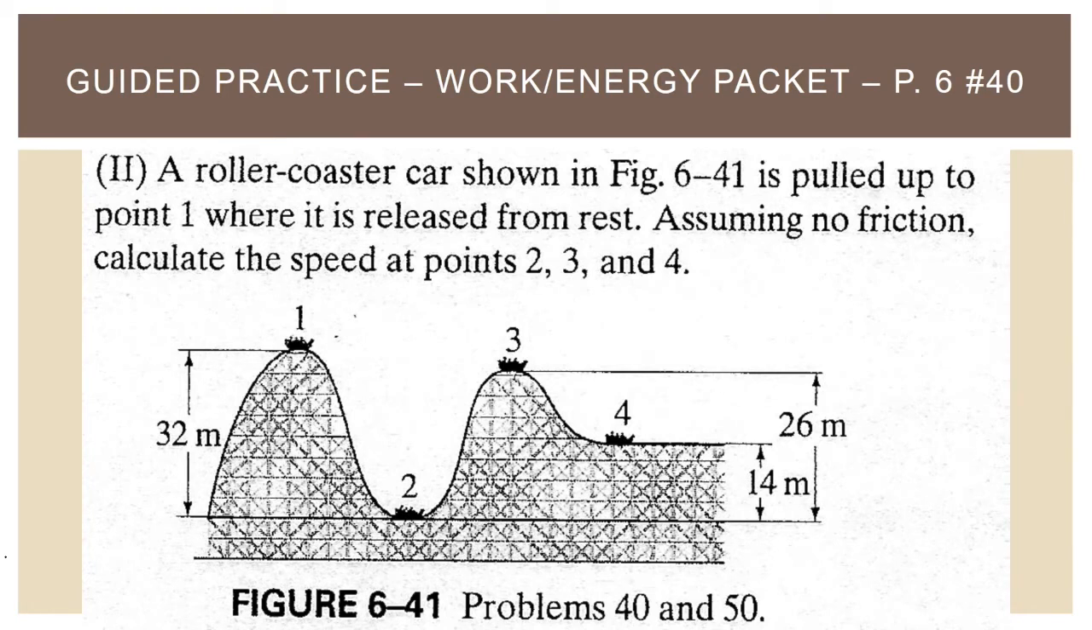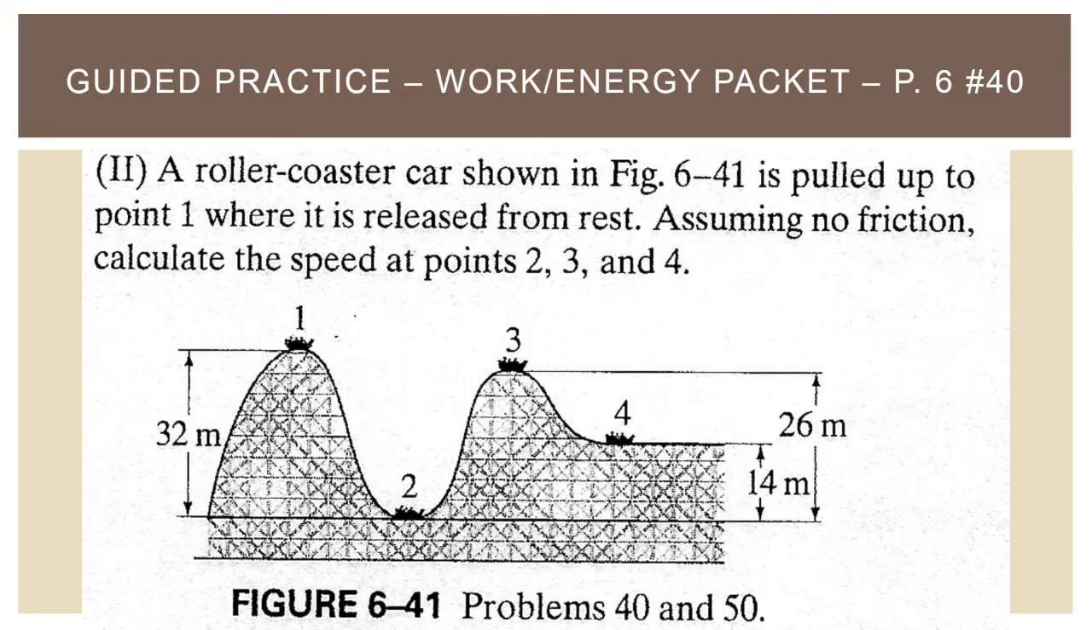So the first thing we should say here is that when this object is at point 1, it has the maximum gravitational potential energy it's going to have. And so we can say here that the loss in gravitational potential energy from 1 to 4 is going to manifest itself as kinetic energy.